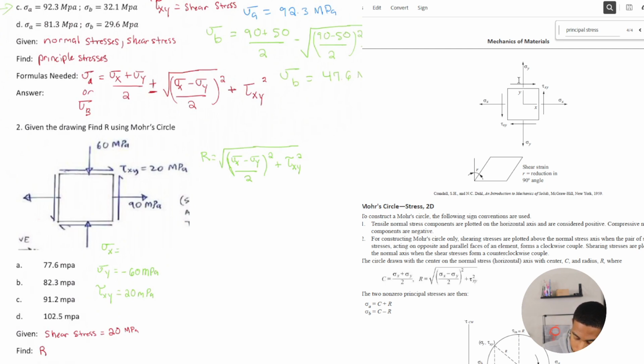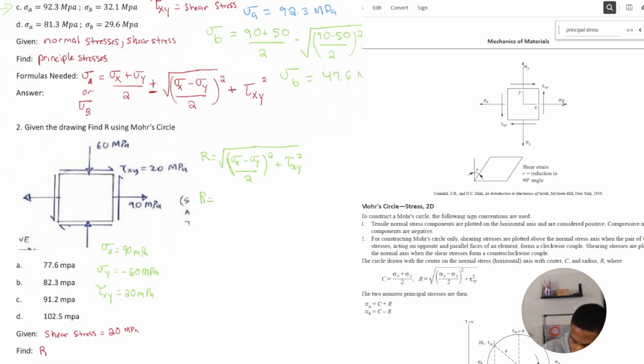Sigma x points outwards, pulls outwards. And so what does ours do? Ours pulls outwards the same as sigma x, so it's a positive 90 megapascals. Okay, so by mimicking, we're able to get our sigma x and sigma y, and now we have all the variables we need to solve for R.